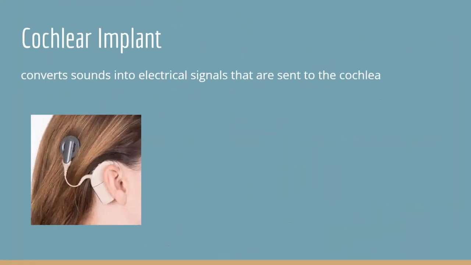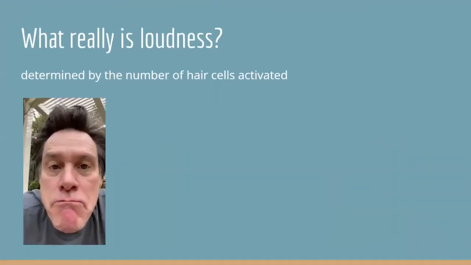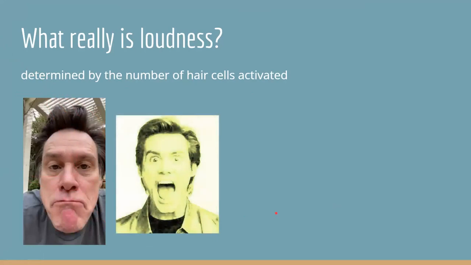Okay, cochlear implant. This is something that someone can get where they literally make something connect to your cochlea, and it can convert sounds into electrical signals. So if you have some kind of problem, it can help. So what really is loudness? Well, loudness is determined by the number of hair cells activated. The hair cells are cilia. And so if it's like this, not that many were activated, but then whoa, if there was a lot, if it was really loud.